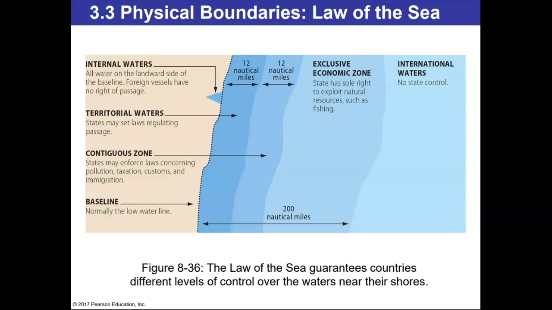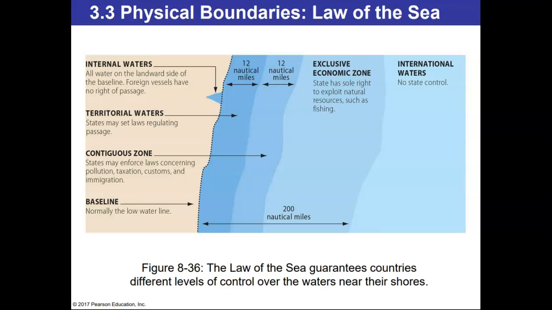Now, the first type of boundary is territorial waters. So, up to 12 nautical miles from shore, a state may set laws regulating passage by ships registered in other states. The contiguous zone is the second boundary, and that is going to exist between 12 and 24 nautical miles from shore. In this case, a state can enforce laws concerning pollution, taxation, customs, and immigration.